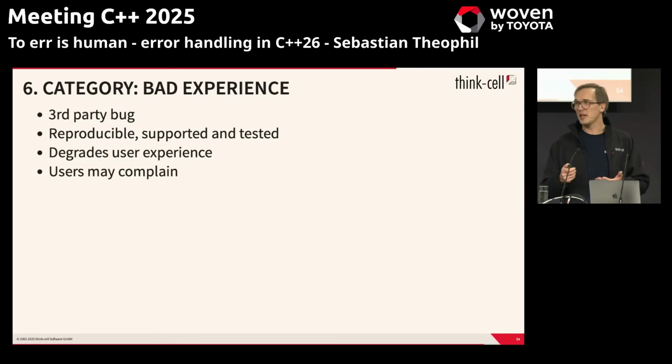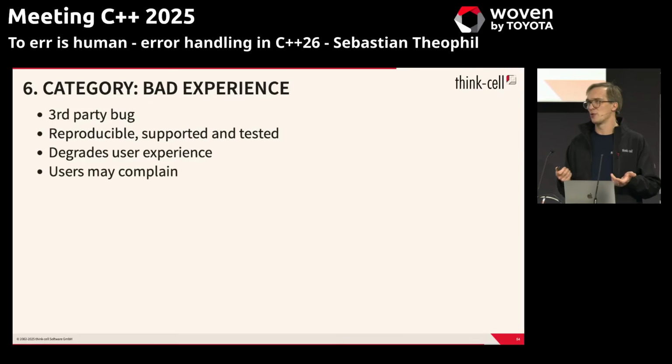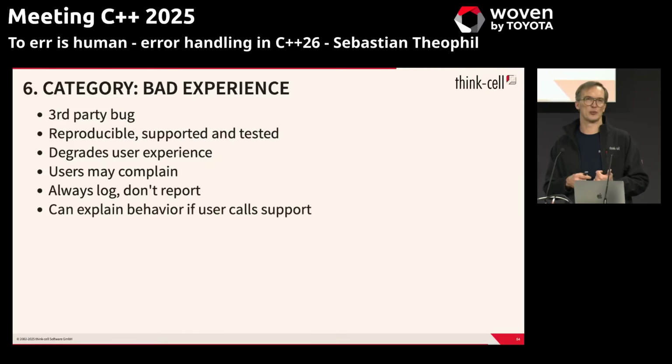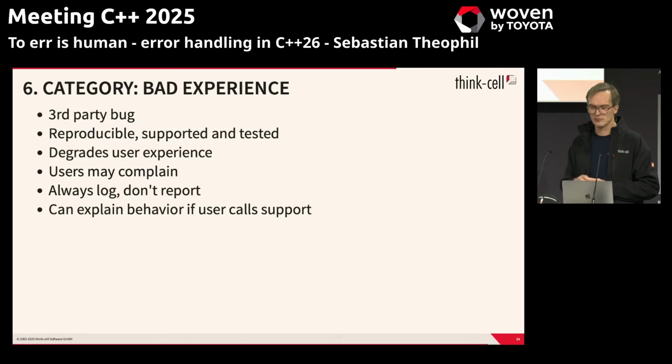So users might complain about it, and then they call our support team. So this is a bug that we will always log in user log files. We never report it to our backend. That will be wasted effort. But if the user ever calls our support team, they can just look at the log files and say, yeah, you have this and this and this problem, and it's not our fault, I guess. Yeah, complain to somebody else.